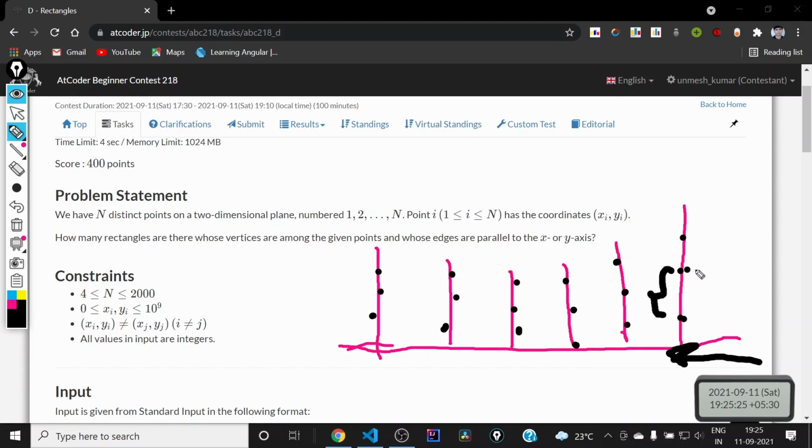What we need to calculate is how many rectangles are possible whose left edge is made of this pair A comma B. Suppose we call this point A, and this point B. We want to know how many rectangles are possible whose leftmost edge is AB. This number is the number of points present towards the right whose coordinates are a comma b. There may be many x coordinates having these two points, one point having the y coordinate a and one point having the y coordinate b.